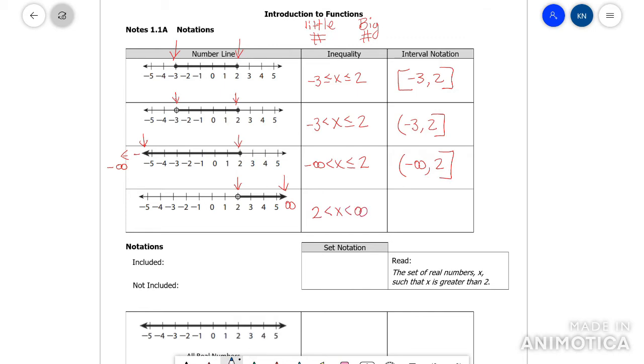And again, you don't want to use an or equal to there. Since it's infinity, you just use less than. And so that means it's going to be parentheses on both of these because it's an open circle at 2, and it's an infinity, so it gets a parentheses as well.